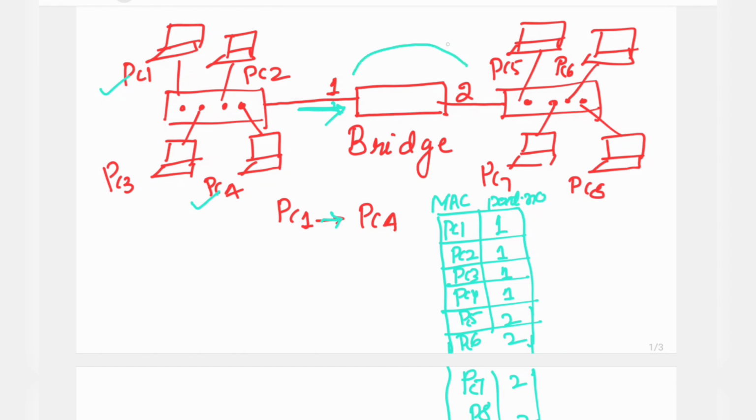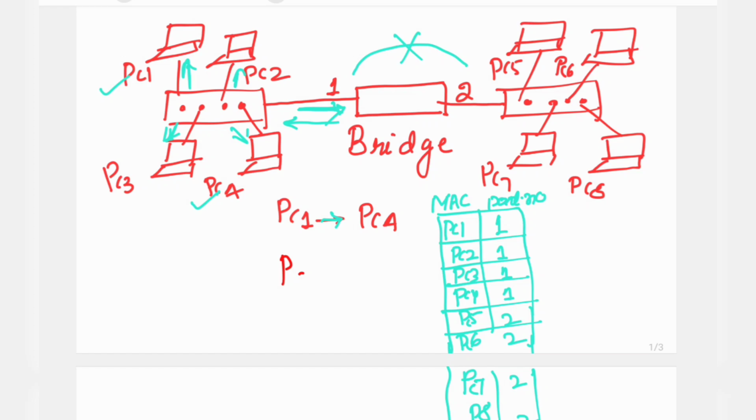If you remember, the hub was simply sending the message to all the devices. In this case, the bridge will send that particular packet towards this link only. This link is the hub, and the hub has its own functionality: it will do the broadcast. So though PC1 is sending to PC4, it will be forwarded to PC2, PC3, PC4.